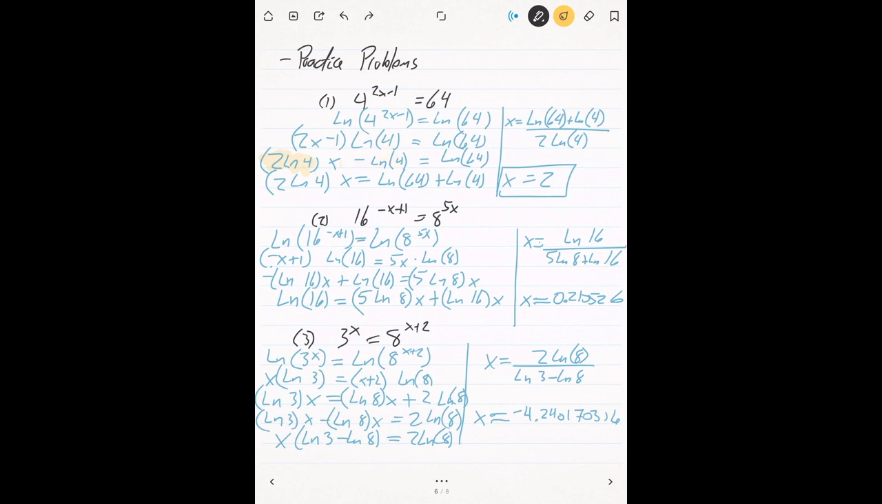So what I did here was I added that over, so I had everything without the x on one side and everything with x on the other side. Then, to solve for x, I just divided both sides by that 2 natural log 4. And we got this big long representation: the natural log of 64 plus the natural log of 4, divided by 2 times the natural log of 4. That actually just got us a solution that was a whole number, a 2.